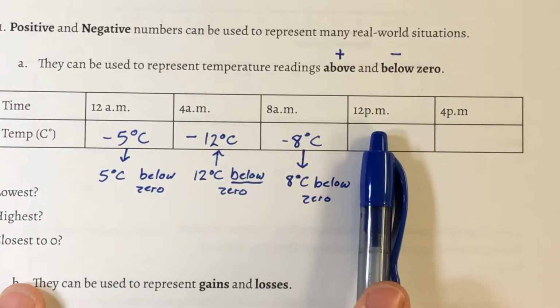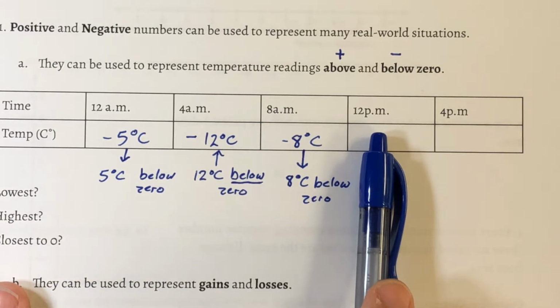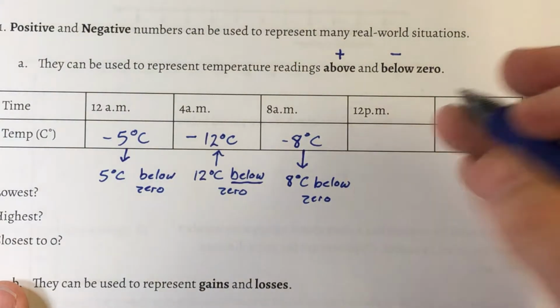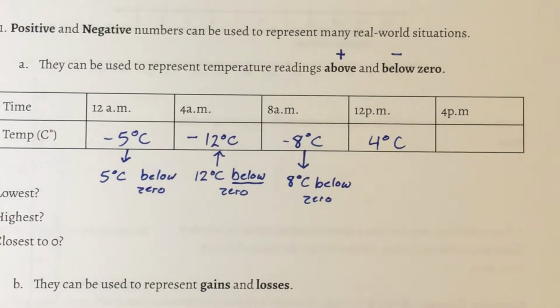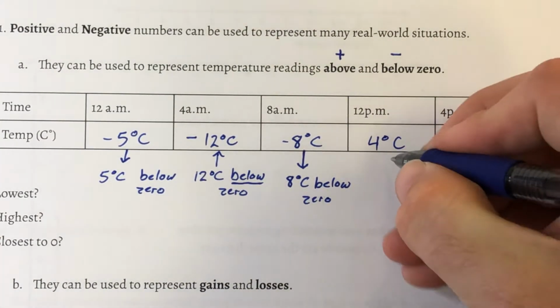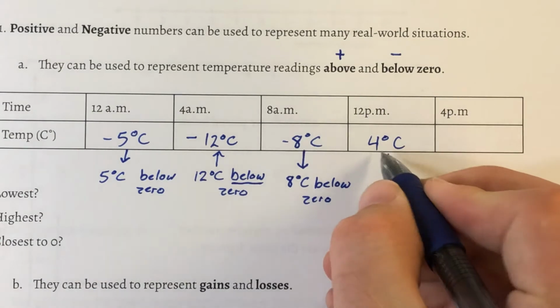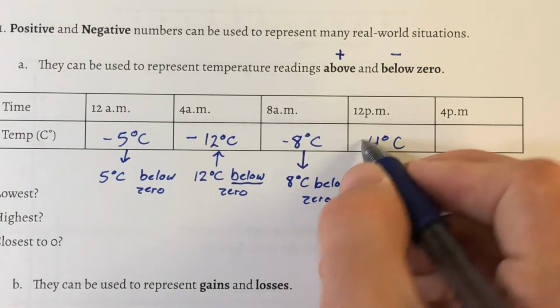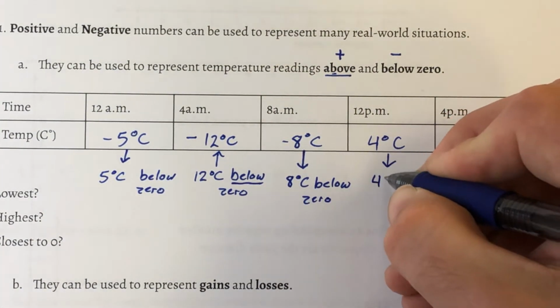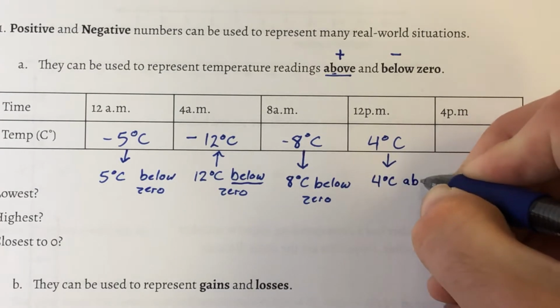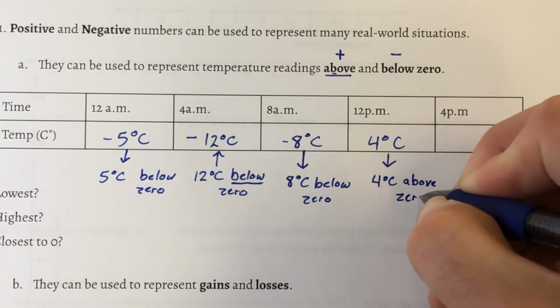All right, it's 12 p.m. So a few hours later, it's getting warmer. The sun's been out for a while. Let's say it's 4 degrees Celsius outside. Oh, it's finally above freezing. How would I write that in words? Well, because I don't see any negative sign, it's implied that it is above zero, so warmer than freezing in this case. So I would write 4 degrees Celsius above zero.